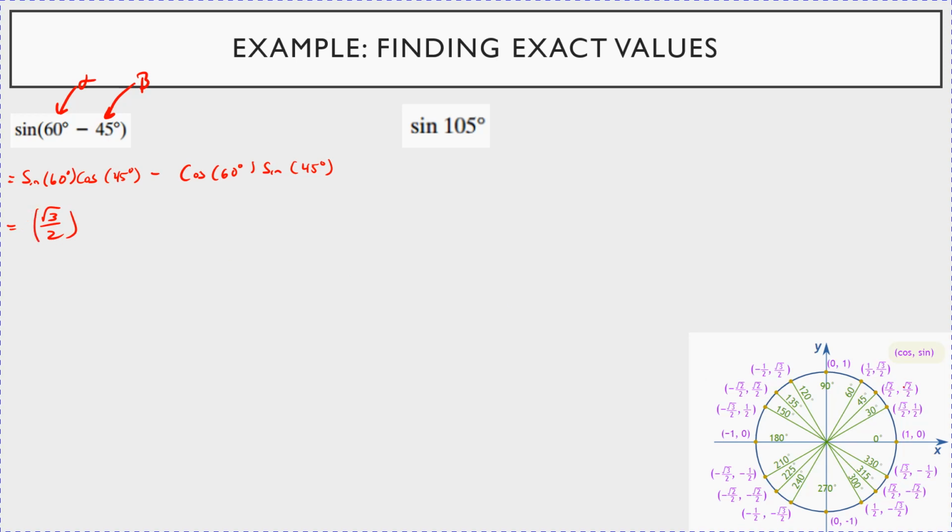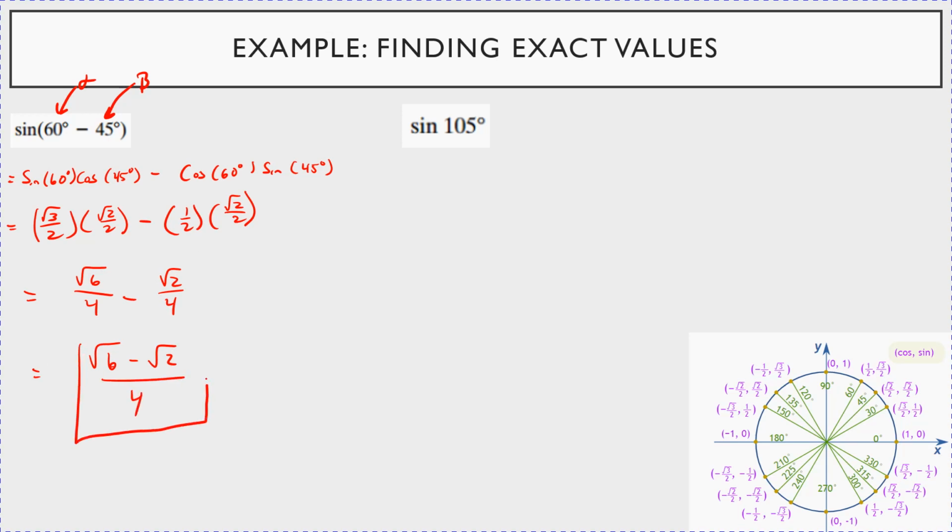Okay, what is cosine of 45 degrees? Square root of 2 over 2. Minus cosine of 60 degrees, that's 1/2. And sine of 45 degrees is square root of 2 over 2. Well, look, square root of 3 times square root of 2 is square root of 6 over 4. Minus this just becomes square root of 2 over 4. So this simplifies to the square root of 6 minus the square root of 2 over 4. And that is its exact value, okay?